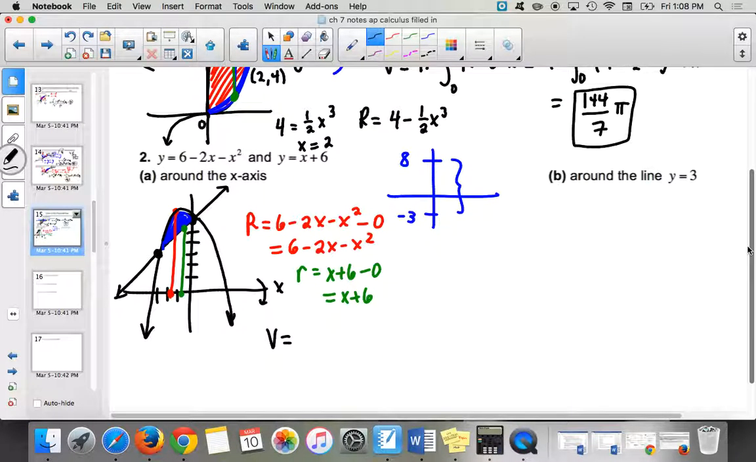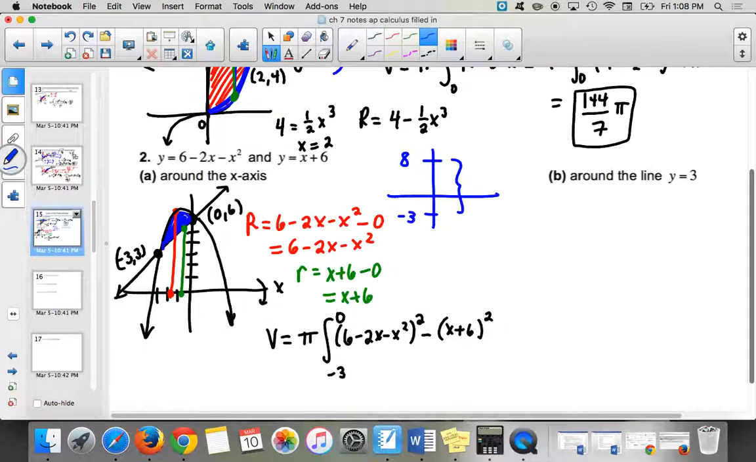Okay, so we do pi, and we do our outer radius, which was 6 minus 2x minus x squared, and we're squaring it, minus the inner radius, which is x plus 6. So we have our pi r squared minus the other pi r squared. And we're going from, Emerson said this was -3, 3, so -3, and this point was 0, 6, so we're going from -3 to 0. We're using those x values because we have everything integrated with respect to x, because it's a horizontal axis, right? And then we can find that number.